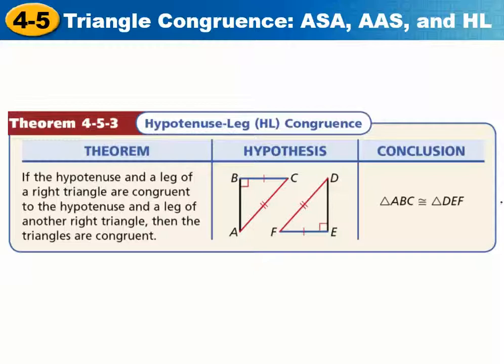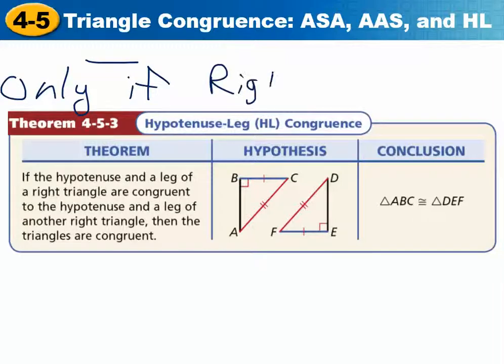All right, so there's one more theorem, and that is the hypotenuse leg theorem. That is only for a right triangle. Only if you have a right triangle. You can never ever use this unless you know that one of your angles is 90 degrees. If you don't have a 90-degree angle, then you can't use this theorem ever.